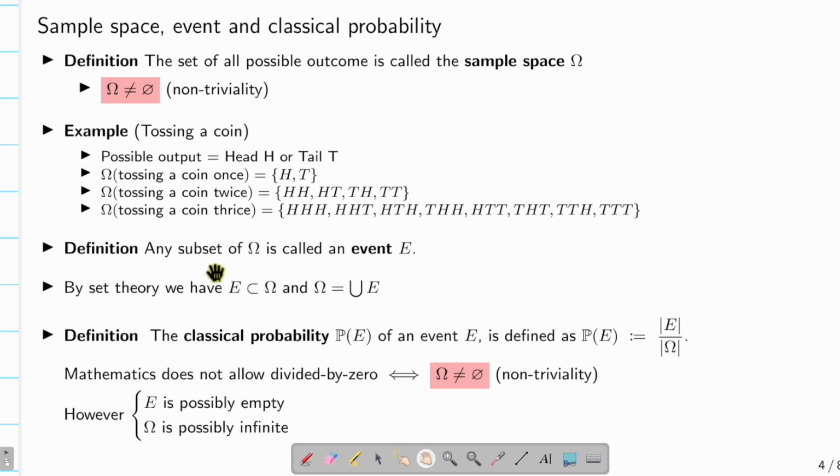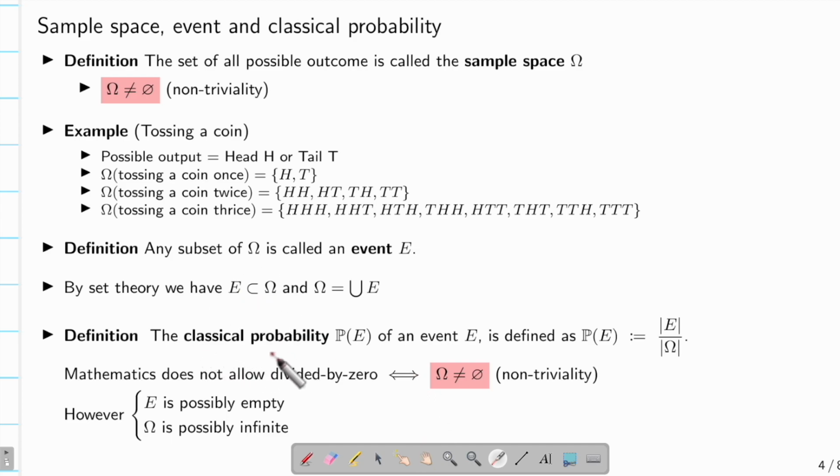Anything that is a subset of this sample space, omega, we call it an event, and we label it as E. For example, if I toss 2 times and I get TT, it will be an event. Basically, if I take the union of all the events, it will give me the sample space. And if I have an E, it will be a subset of the sample space.